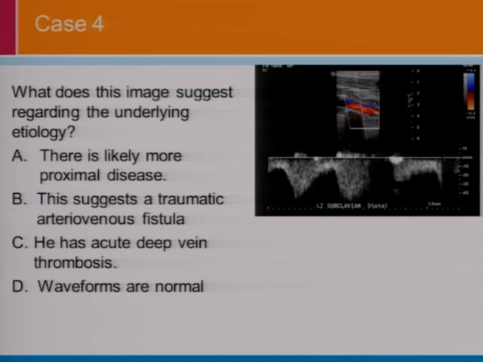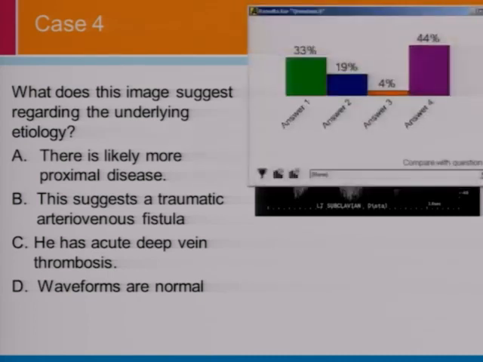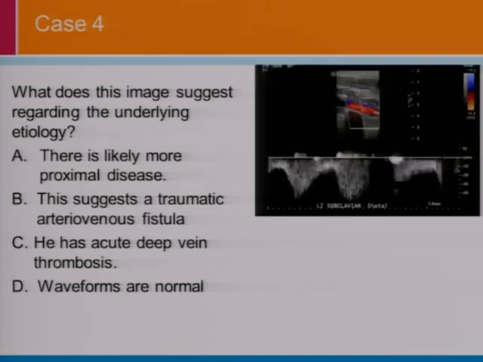Is there more proximal disease? Is this a traumatic arteriovenous fistula related to his port? Does he have acute deep vein thrombosis, or does this appear normal? Okay, so if we can go back to the picture, actually the answer is A.